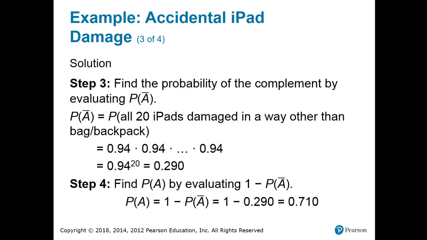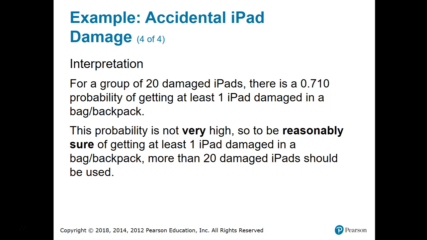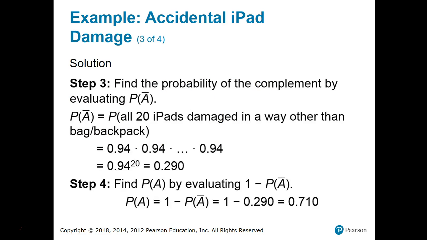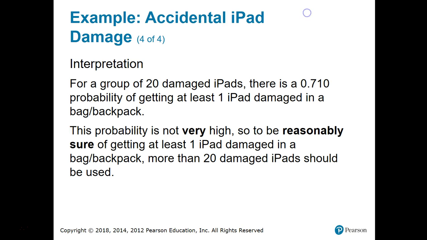P complement, or P bar, is equal to P of all 20 iPads damaged in another way. So 0.94 to the 20th power, which is 0.29. That means the probability of at least one of them being damaged is 0.710. A little bit lower than I thought it would be. Guess we'll keep going. So we got a group of 20 iPads. That's a 71% chance of getting at least one iPad damaged by the backpack.